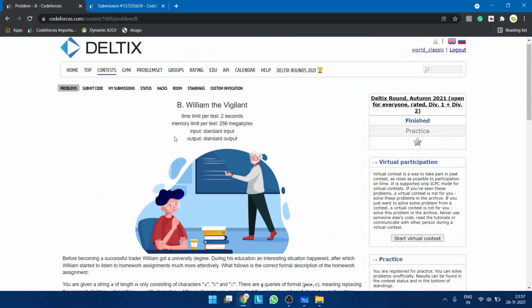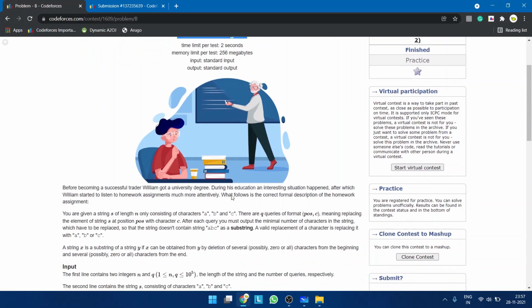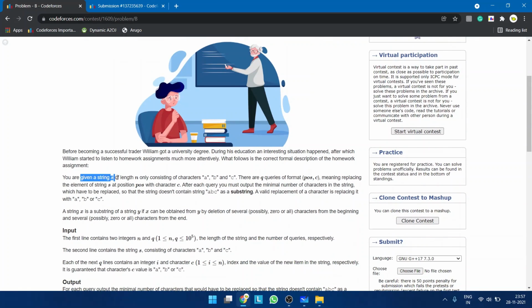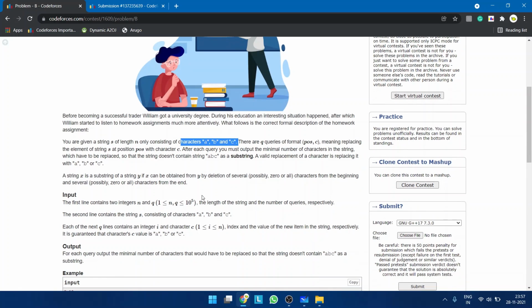Okay, so now coming to problem B, William and the Vigilant. In this, we are given a string S of n characters, consisting of only the characters A, B, and C, and we have to perform Q queries on it. In each query, we are given pos and C, and we have to replace the position pos of the string S with character C. So basically, we have to do S[pos] equal to C, and C is also A or B or C.